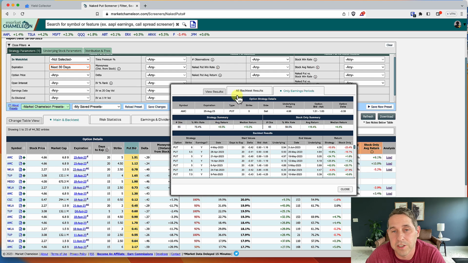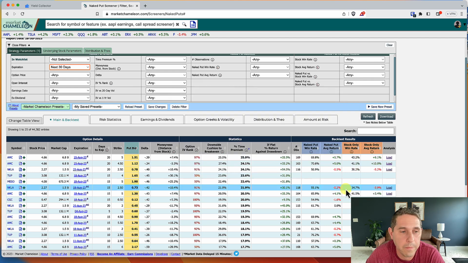So it's always great to check both, all of them or just during earnings, because a lot of times doing it during earnings is actually profitable. A lot of people just avoid earnings because it's obviously a little riskier, but a lot of times the results are a lot better. So it's interesting to take a look for whatever stock you're doing.